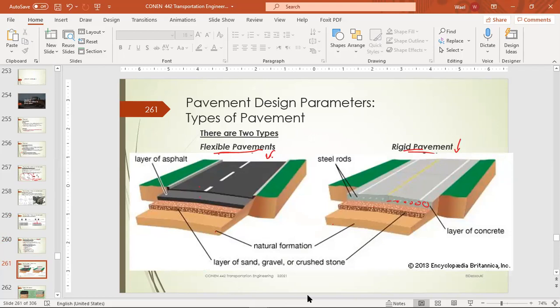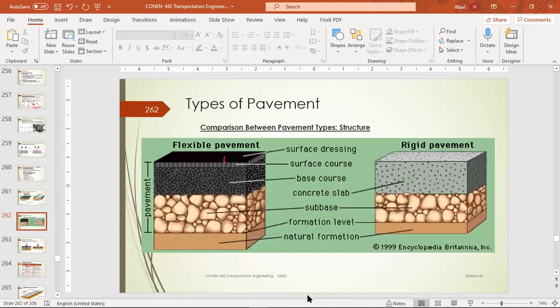However, in the asphalt or flexible pavement, we have multiple layers. Usually we have a base layer of sand and gravel. Then we have a layer of asphalt, that's a base course. Then we have the surface layer, and there are tack layers and other layers in between, sealers. So this is more descriptive. As you can see here, these are the layers.